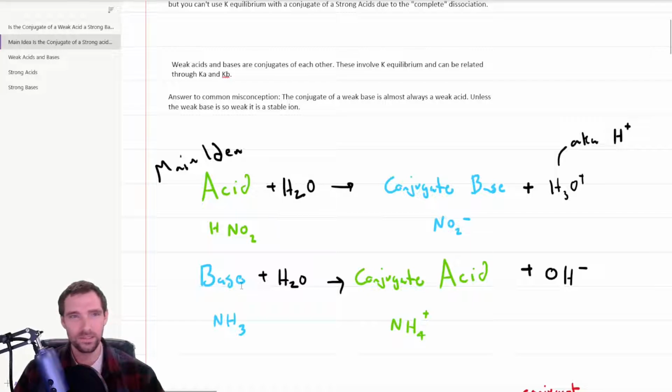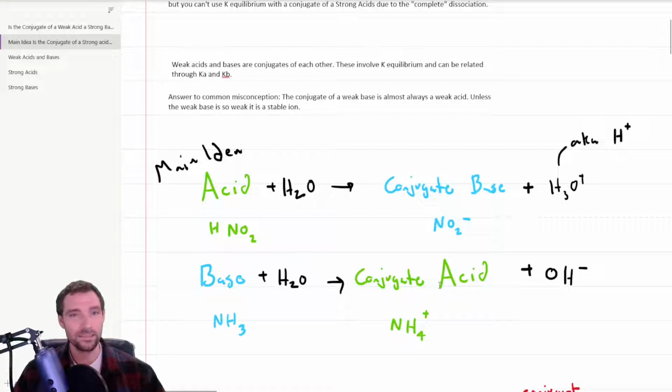We can also consider a base reacting with water. It's going to be accepting protons, and that would leave the hydroxide ion there. If you get rid of one of these H pluses, you're left with OH minus, right? So that's the main idea with acids and bases. I've given you a couple examples of an acid and its conjugate base. Now, actually, both of these are weak acids and weak bases.